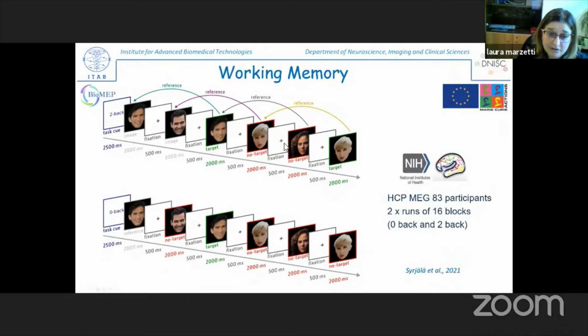While in the more difficult condition, which is the one that you see on the top, the structure is similar, but the subject is asked to assess whether the currently presented image matches the image presented 2 images before. So in this case, this green frame here states that this is a target, so this is when you should press your button, because this image really resembles the one that you had 2 before. And then the same for the very last one, which is a target, since if you go 2 steps back, you see the same image.